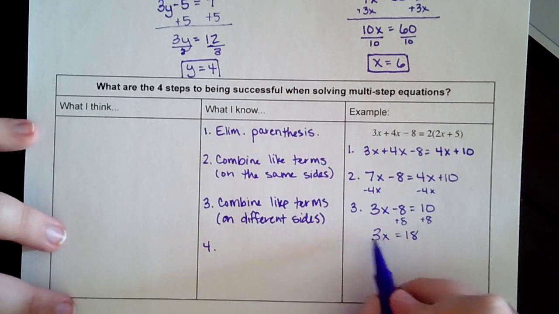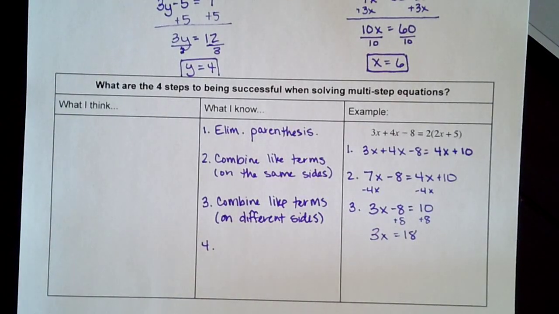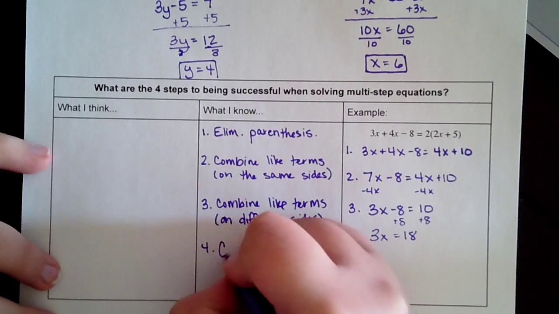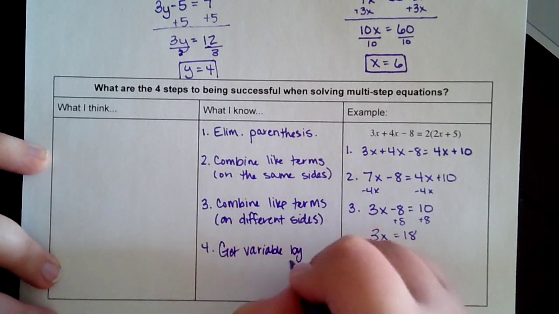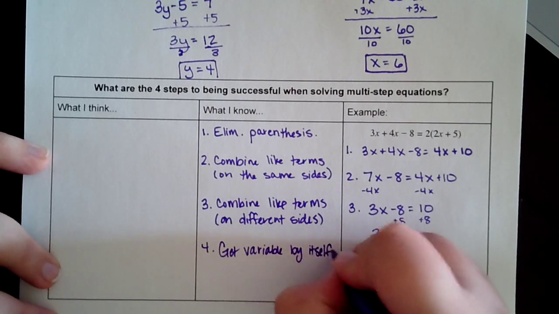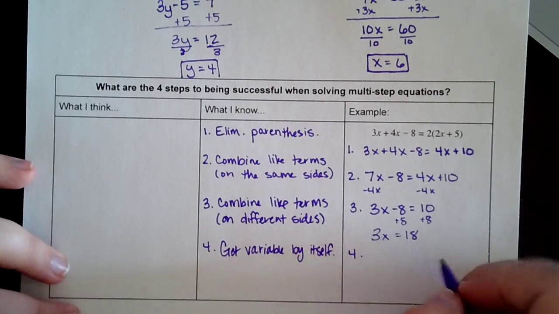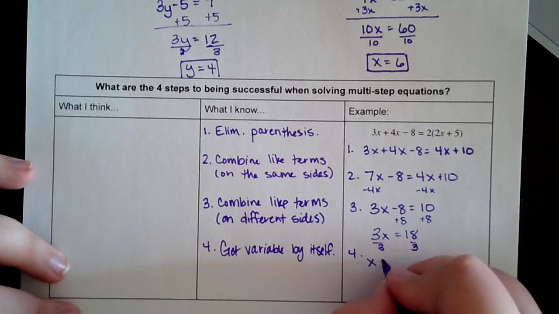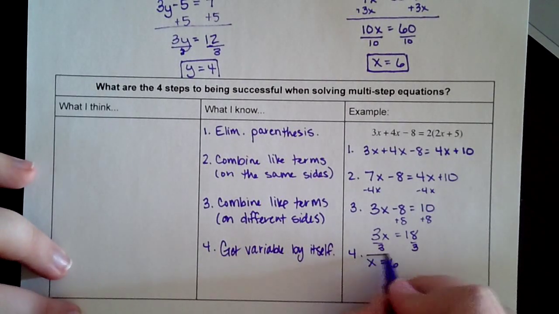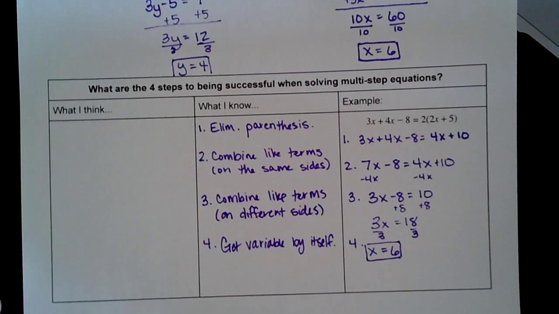Now that we've combined like terms across and on each side of the equal sign, our final step is just to get the variable by itself. And that means using addition, subtraction, multiplication, just as we have up to this point. Number 4, to go from 3x equals 18, we're going to divide both sides, and we're left with x equals 6. If you want to put that 5th step in as check your answer, you can go ahead. I'm personally not going to in this case.